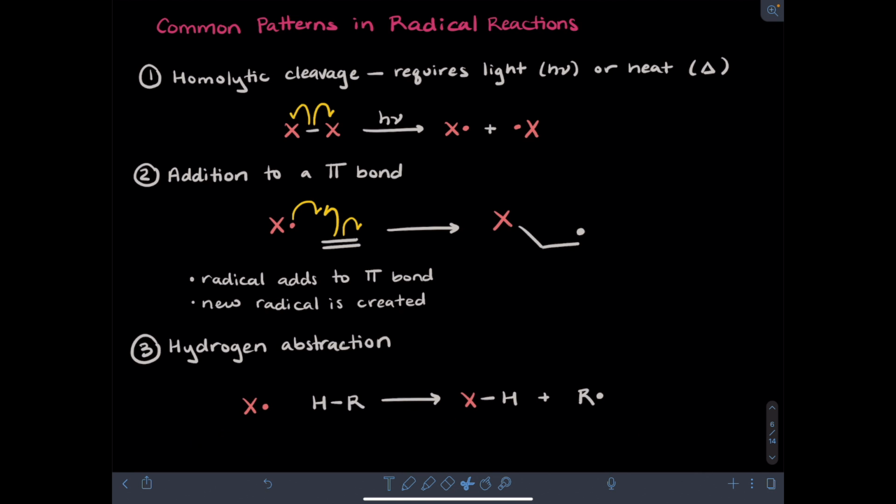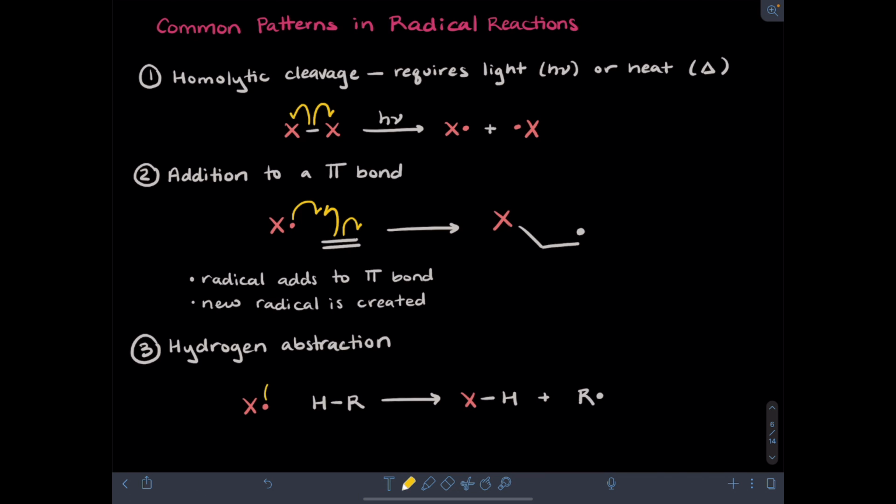A 3rd common pattern for radical reactions is known as hydrogen abstraction. This involves a radical reacting with a bond to a hydrogen. In this example, R could be something like a carbon. In the products, a new bond between X and the hydrogen is formed, and a new R carbon radical is formed as a byproduct. Hydrogen abstraction is going to involve 3 curved arrows.